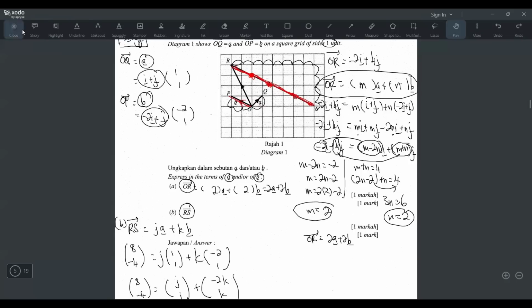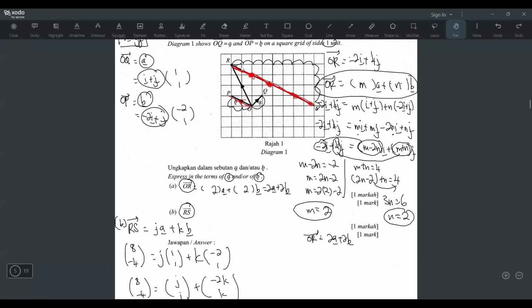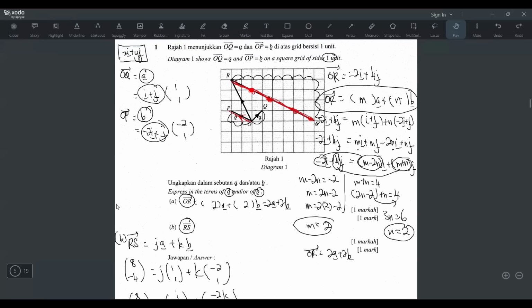Okay, so that's how you do it. I know most of you will just do it the easy way, right? Like just write it because it's only worth 1 mark. But I want to show you something different.